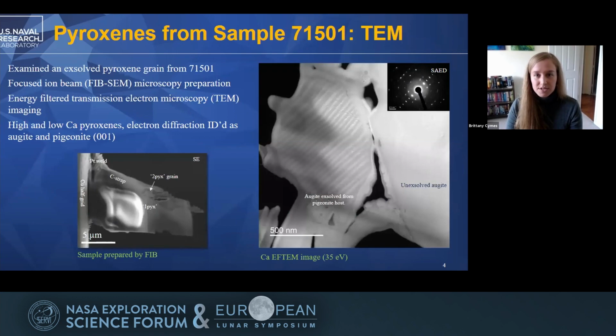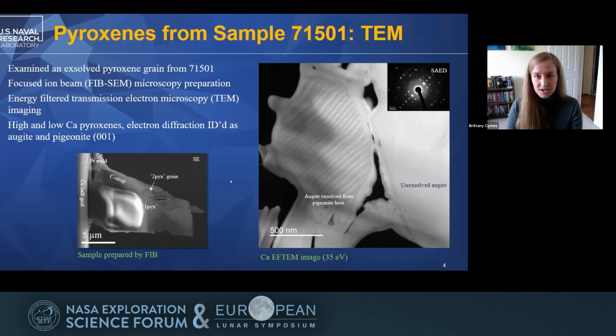We prepared a pyroxene from sample 71501 for analysis in the TEM using our FIB-SEM. You can see our final sample here in the secondary electron image. This pyroxene sample actually has two pyroxenes. The main target here labeled 1-pix, and adhered to the surface is our exsolved grain labeled 2-pix.